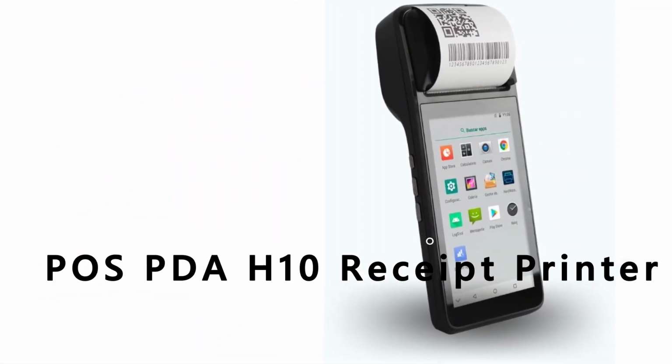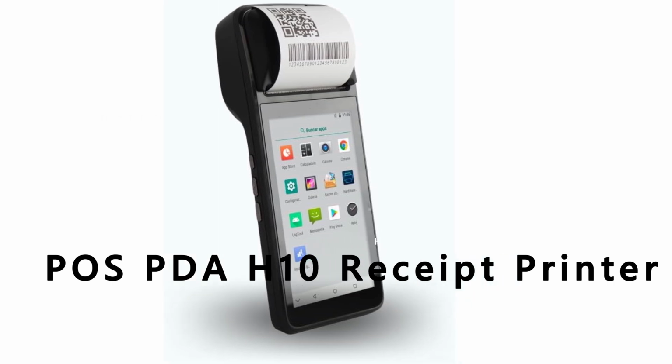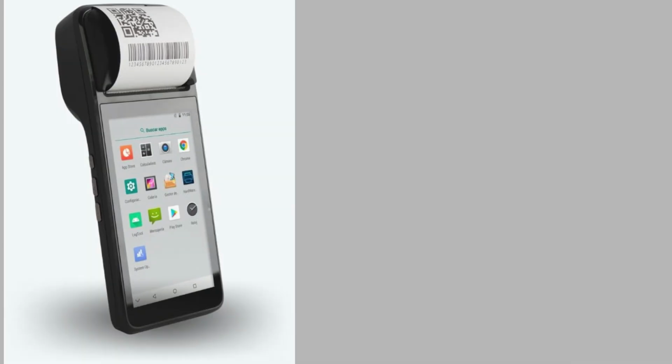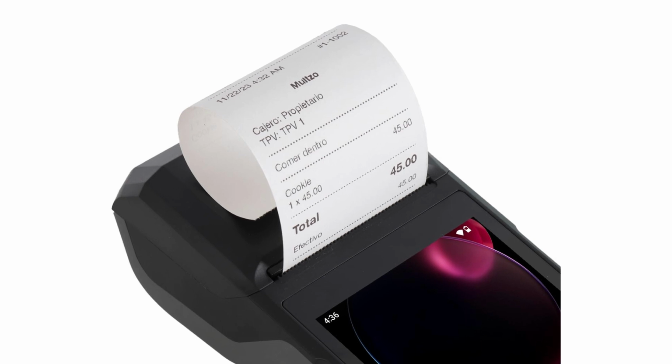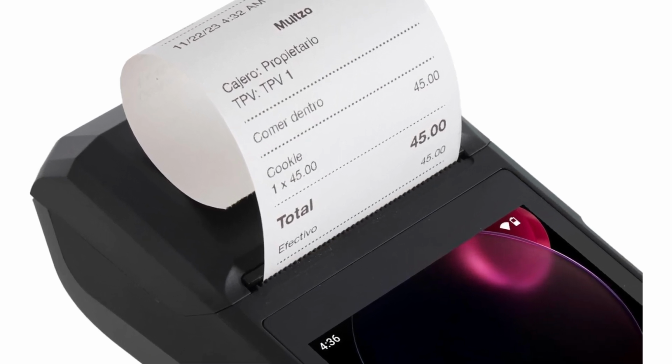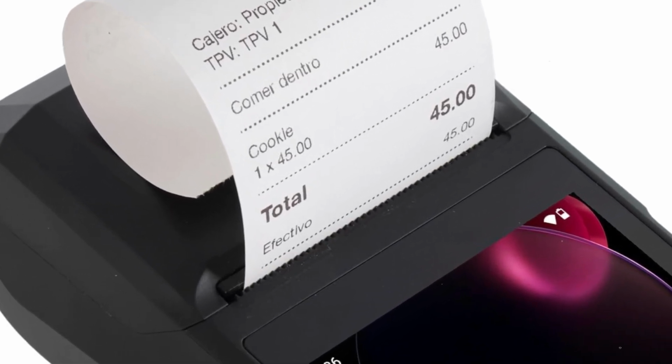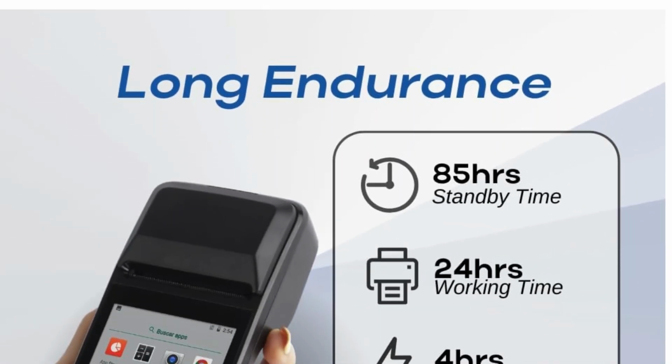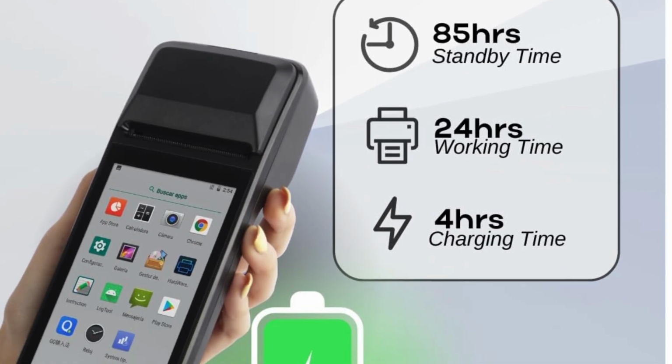First of all, POS PDA H10 receipt printer. Android 13 and 58mm high-speed thermal printer, 5.5-foot touchscreen. Handheld mobile point-of-sale tablet. Scan 1D/2D/QR barcodes. Support 4G. 2 GB RAM plus 32 GB ROM.